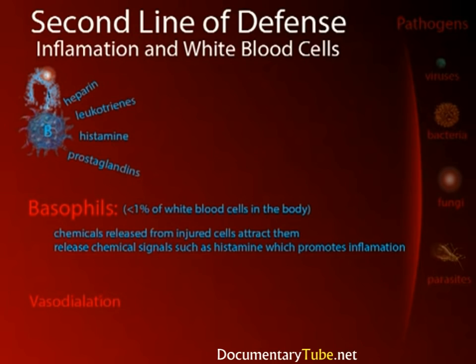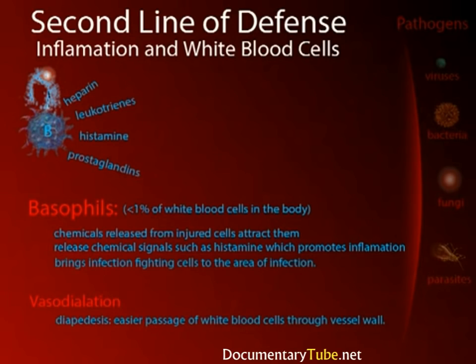Vasodilation is when the vessels dilate, making them larger. This brings in additional blood flow to the area so that the area has additional resources for fighting any infection. In addition, the dilation makes it easier for white blood cells to squeeze between the vessel cells in order to enter into the tissue that's damaged and infected. This process is called diapedesis.